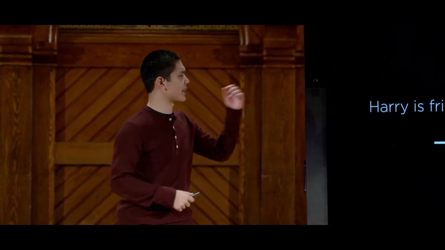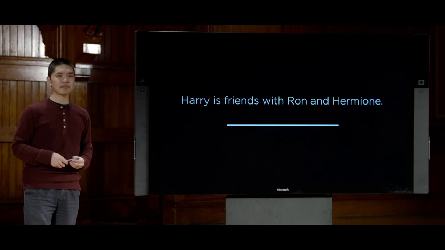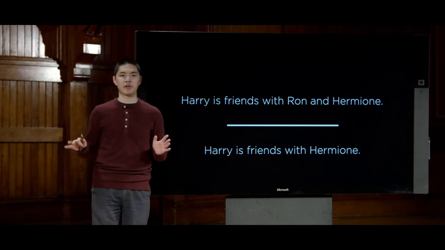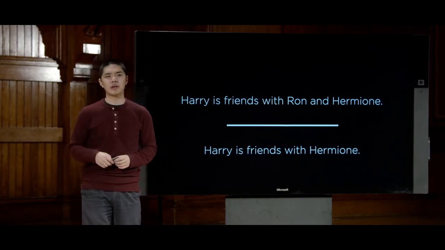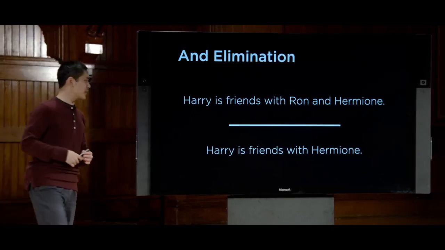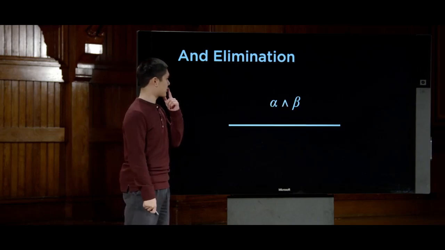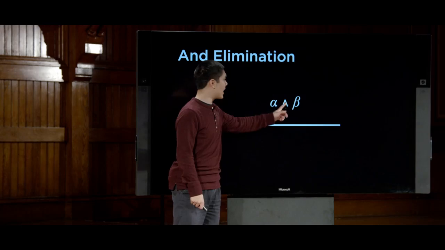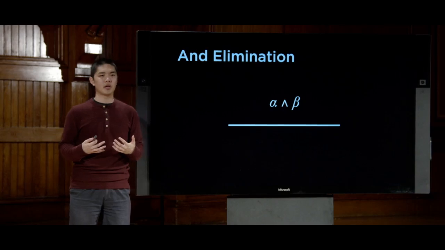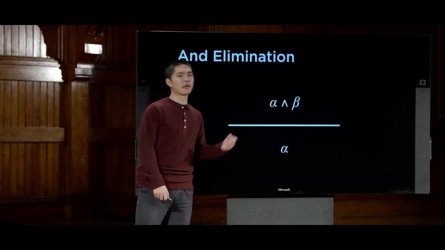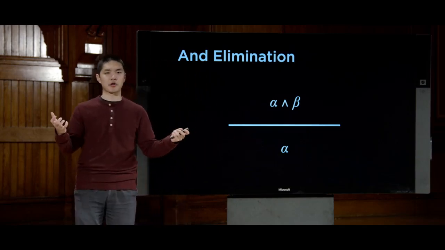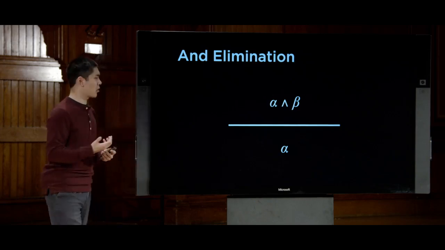Fairly straightforward, something like Harry is friends with Ron and Hermione. Based on that information, we can reasonably conclude Harry is friends with Hermione. That must also be true. And this inference rule is known as and elimination. What and elimination says is that if we have a situation where alpha and beta are both true, I have information alpha and beta, well then, just alpha is true. Or likewise, just beta is true. If I know that both parts are true, then one of those parts must also be true.